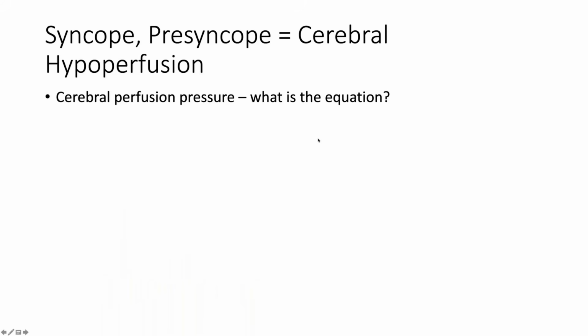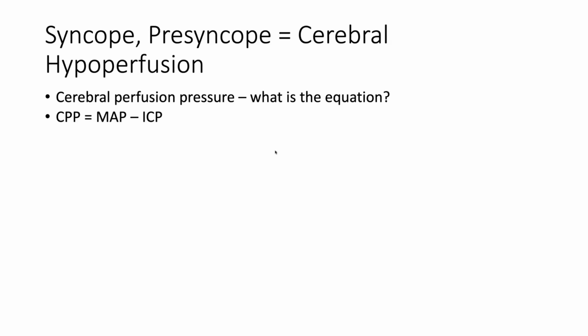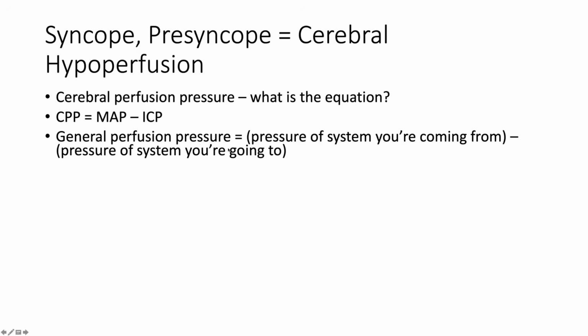Danielle, what's the equation for cerebral perfusion? Cerebral perfusion pressure equals mean arterial pressure minus intracranial pressure. Great. And how can you think about perfusion pressure generally? What's the generic equation for perfusion pressure? That's a bad question. Basically, what's the pressure of the system that you're coming from? In this case, it's the arterial system. Minus the pressure of the system you're going to. In this case, it's the brain.